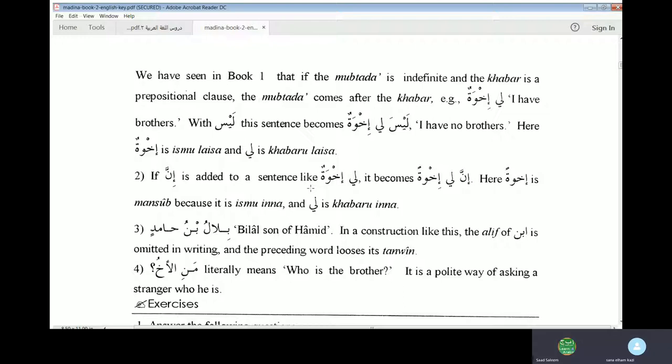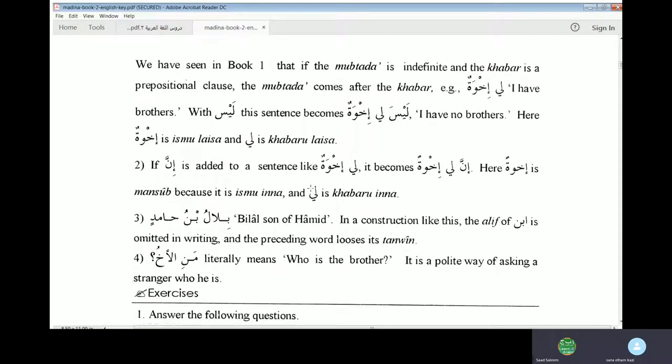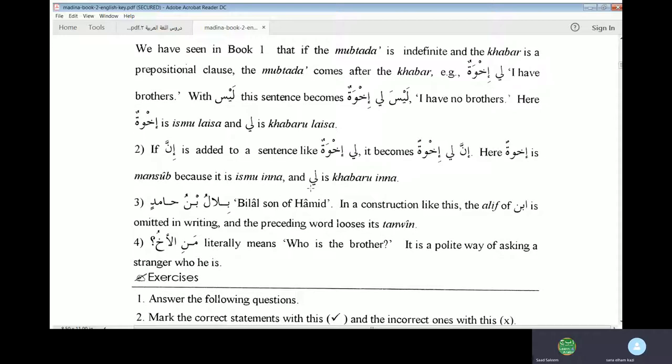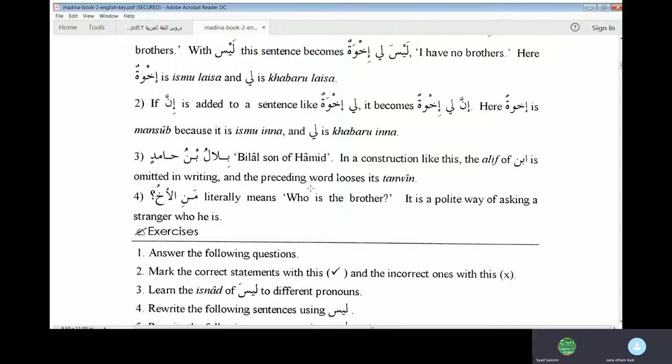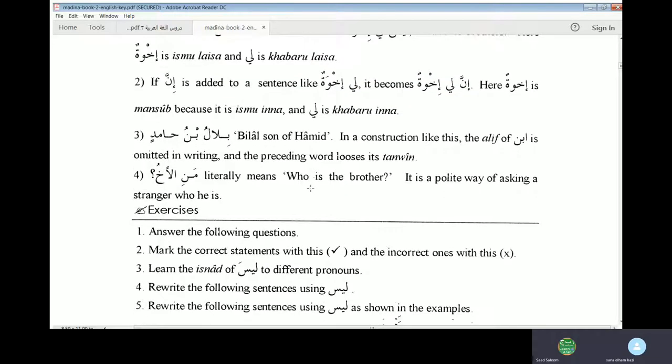Bilalun ibnu Hamidin. Bilal is son of Hamid. In a construction like this, the alif of ibnu is omitted in writing and the preceding word loses the tanween. Manil akhu means who is the brother? Manil akhu is a polite way of asking a stranger who he is.